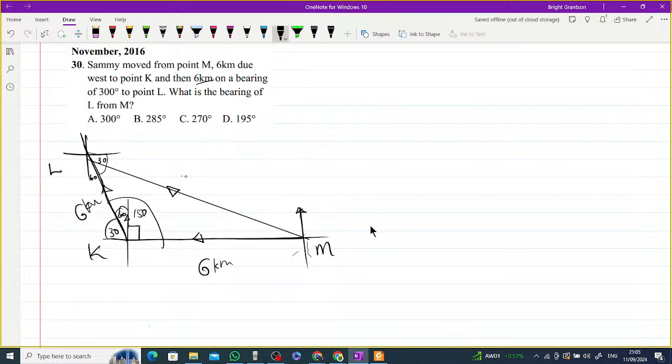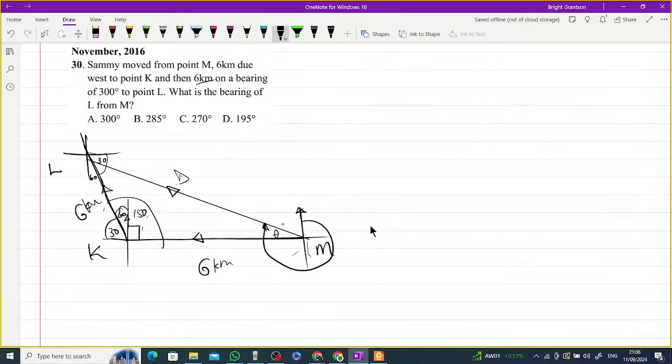You can use cosine rule to find this one, because we know that this angle. Then after we find this distance, we use cosine rule. This and this will work, so that we find the back bearing from here up to here. We just need a small angle theta to find.